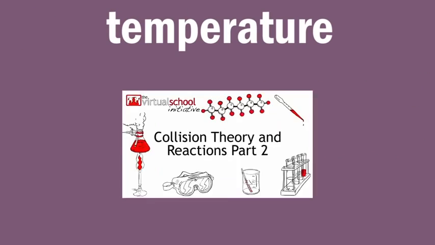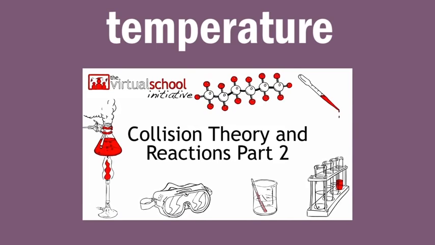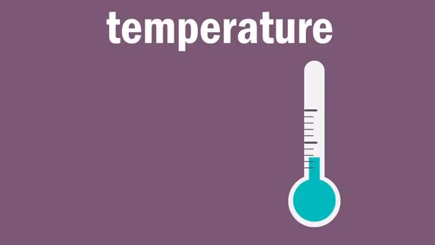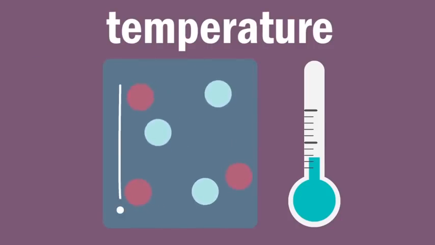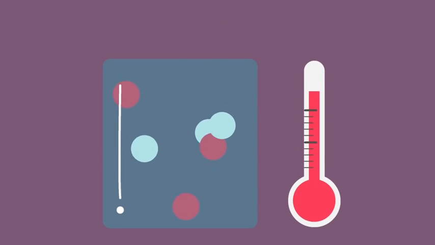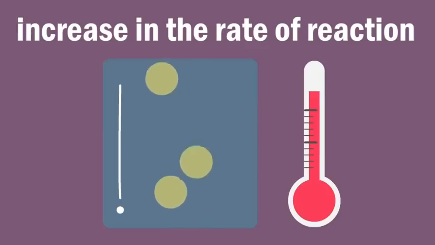Next up is temperature. As mentioned in the video Collision Theory and Reactions Part 2, particles need a certain amount of energy, called activation energy, for their collisions to be fruitful. In other words, for them to react. Increasing the temperature increases the average kinetic energy of the particles. This means that more of them will have sufficient energy to react, resulting in more fruitful collisions per second and therefore an increase in the rate of reaction.